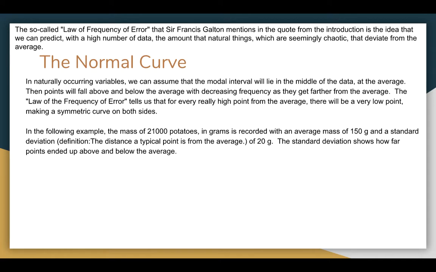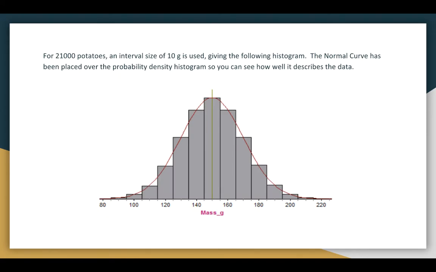Then we might produce hundreds of thousands of potatoes, and I don't know if that's realistic, but we can start to describe things based on that sample. The sample might be 21,000, representing the machines and the weight of potatoes in the future. So for 21,000, if we use an interval size of 10, we get this curve.